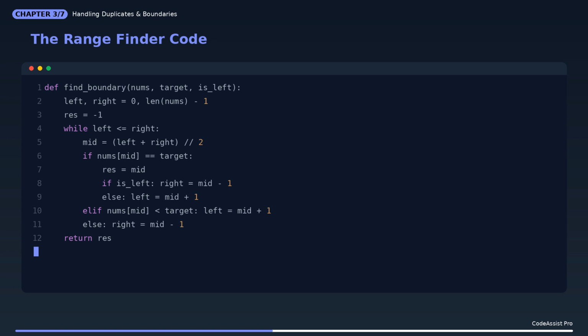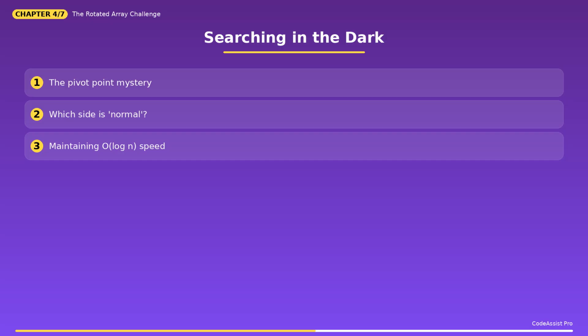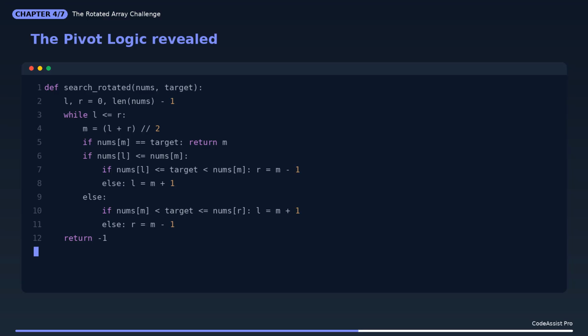But what if the array isn't actually sorted in a straight line? That's the pivot problem. Imagine a sorted array that was cut and swapped. It's technically unsorted, but it contains sorted subsections. The trick? At any given midpoint, at least one side, left or right, must be perfectly sorted. We use that sorted side as our anchor. This looks complex, but it's just binary search with a sorted check precondition.